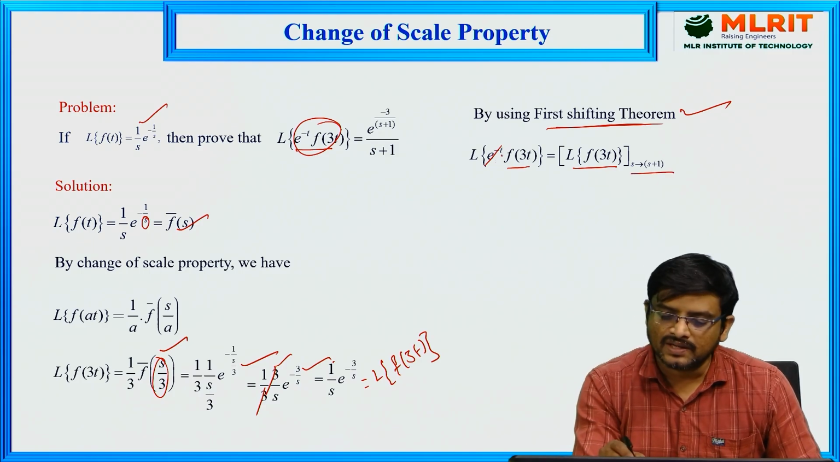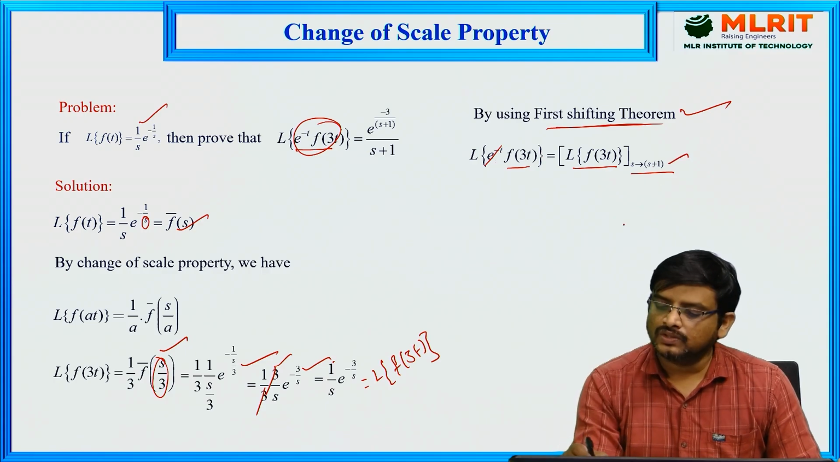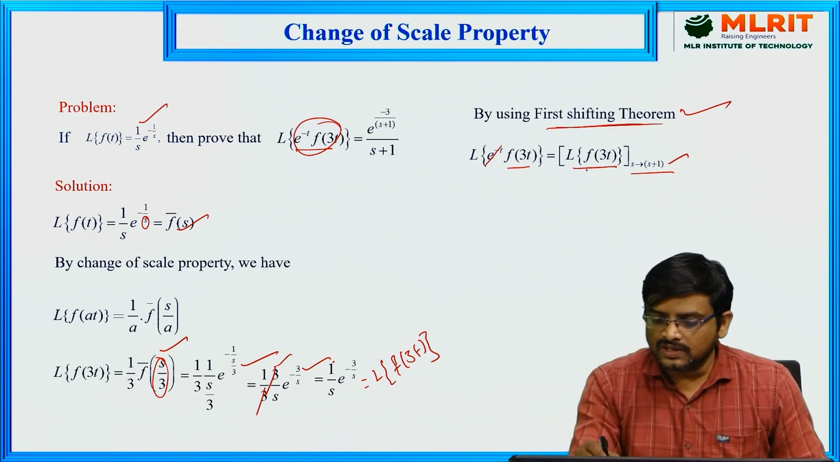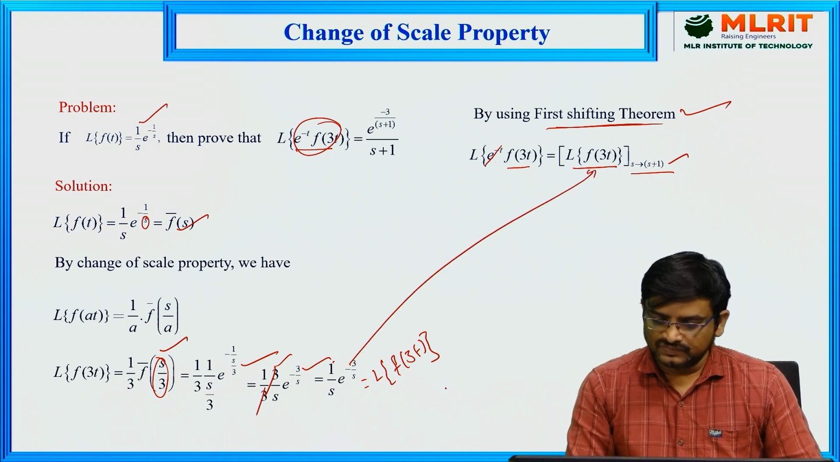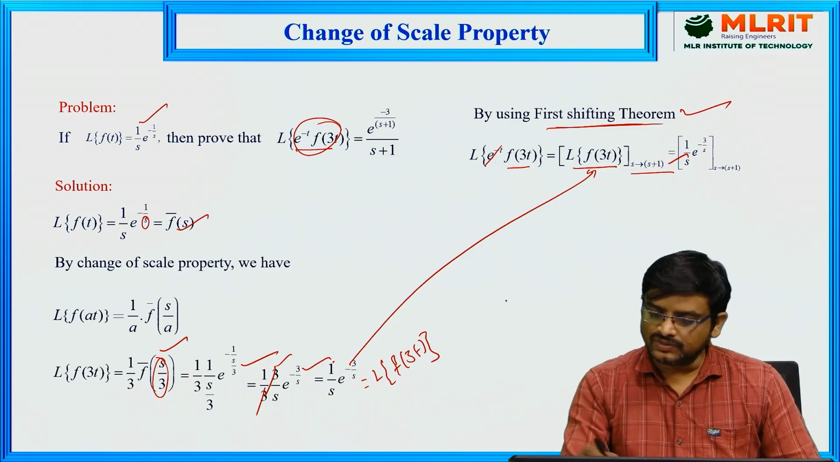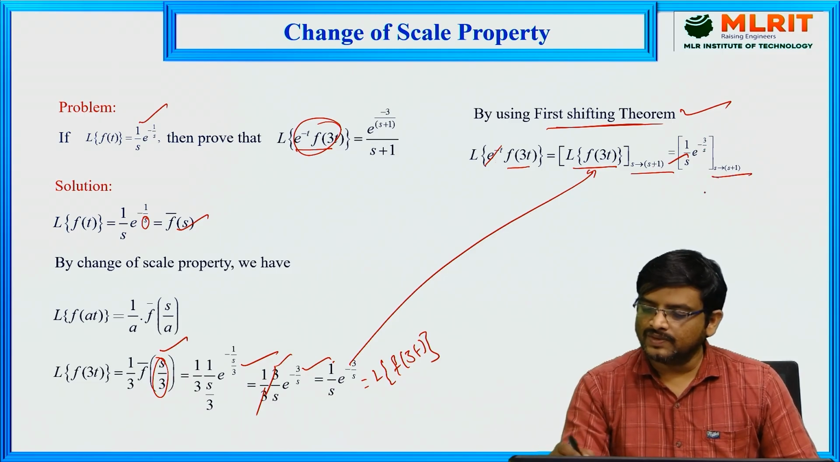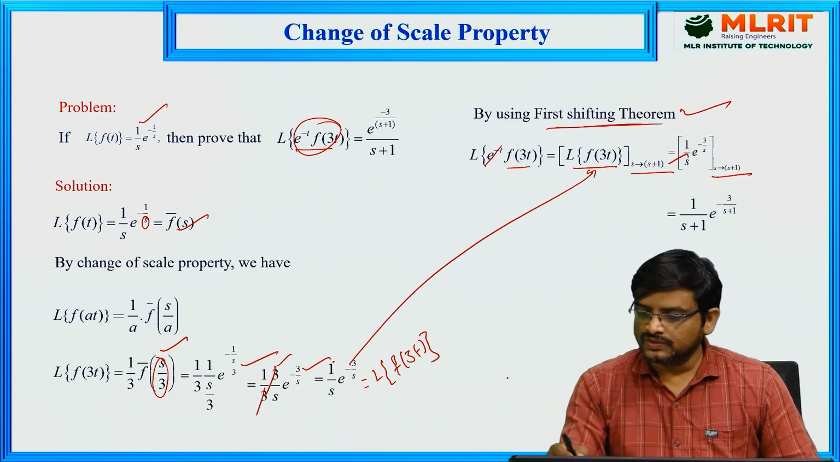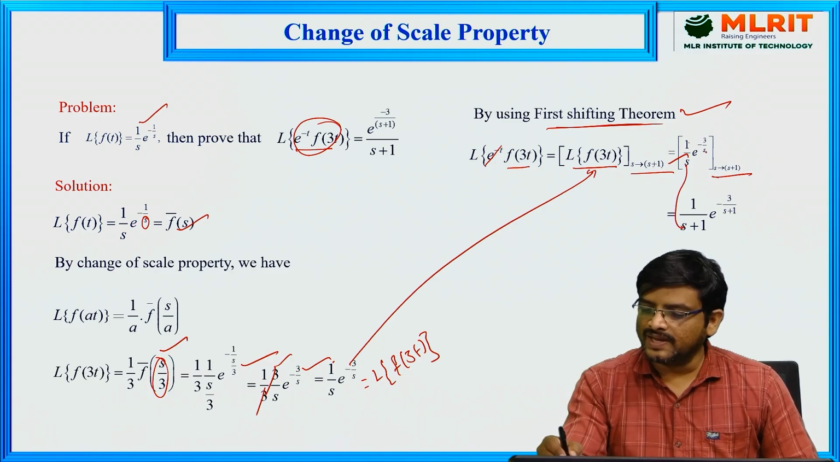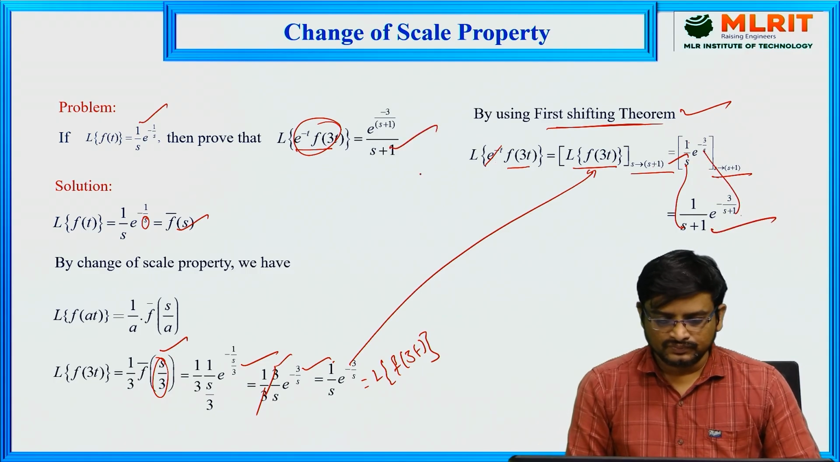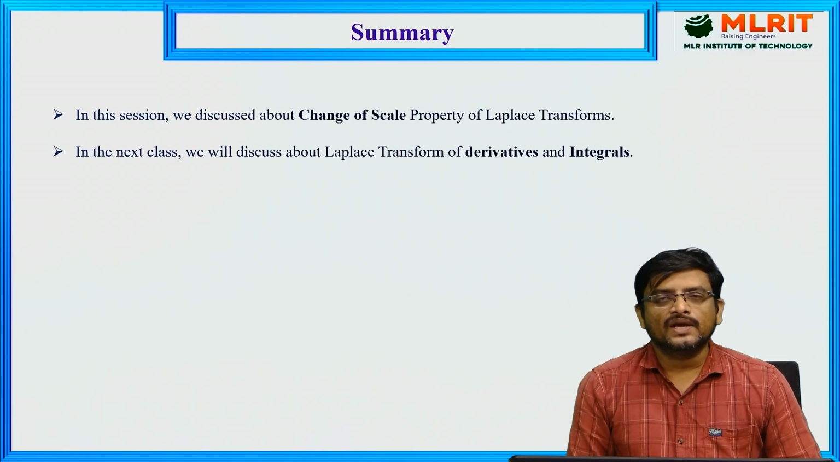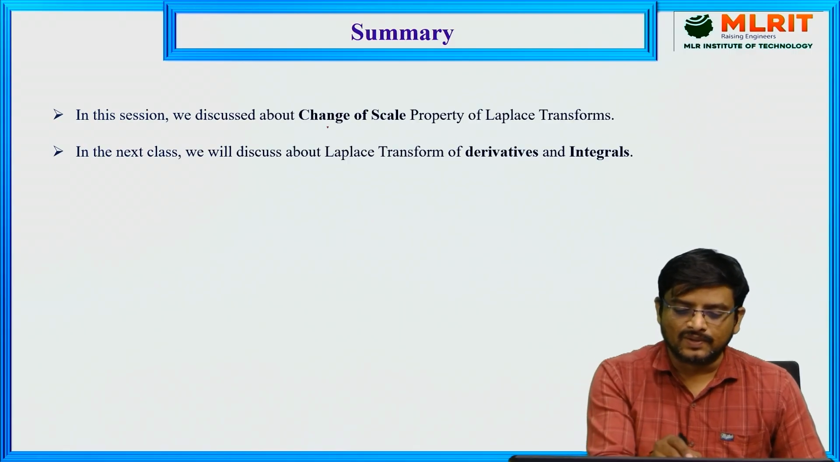Here we have a negative power, so a is positive, and the coefficient of t is 1, so a is 1. We already got the Laplace transform of f of 3t, so replace that value here: 1 by s into e power minus 3 by s, and replace s with s plus 1. So 1 by s plus 1, e power minus 3 by s plus 1. Then we get our required value. This is how we can apply the change of scale property in the Laplace transform.